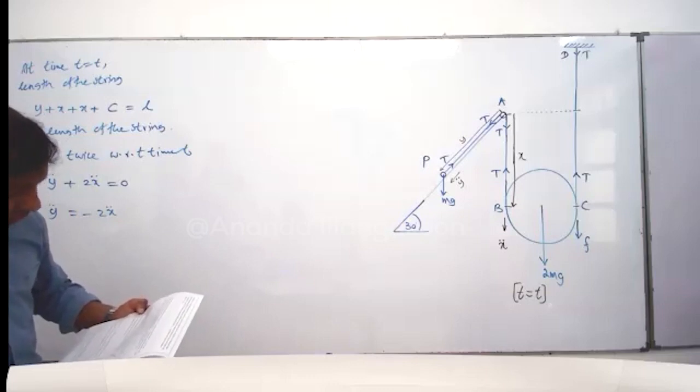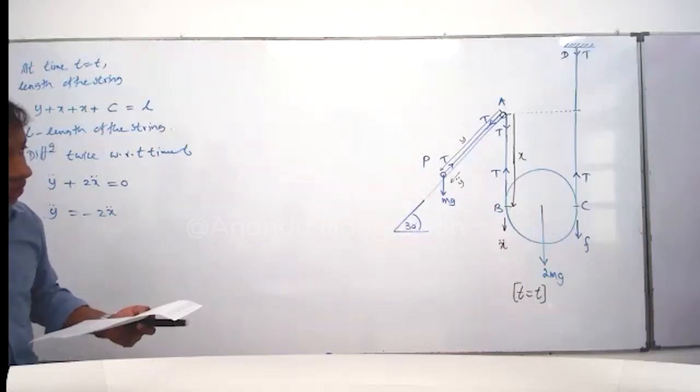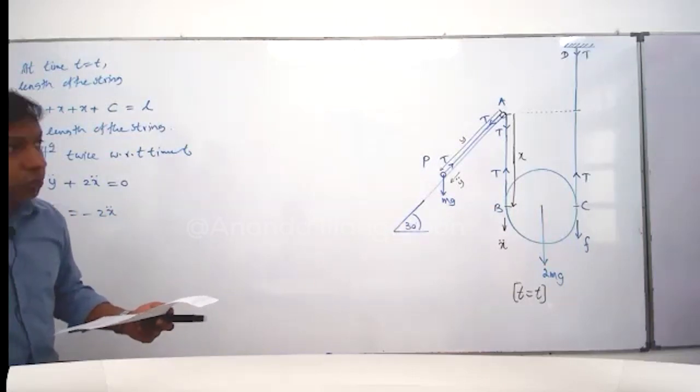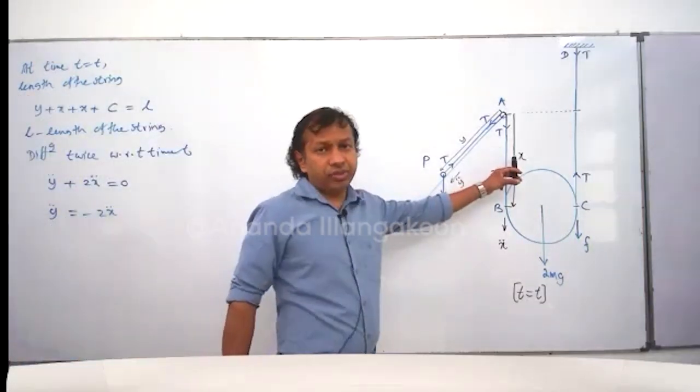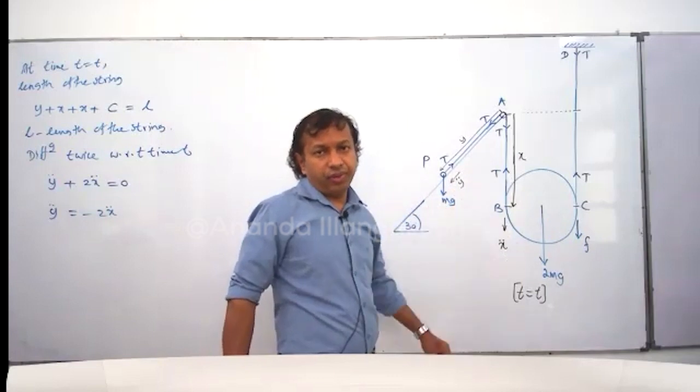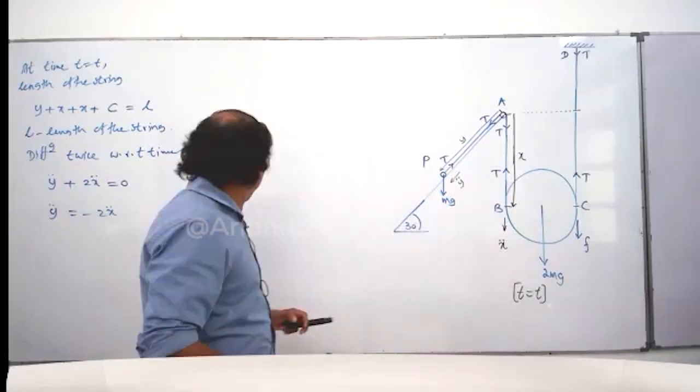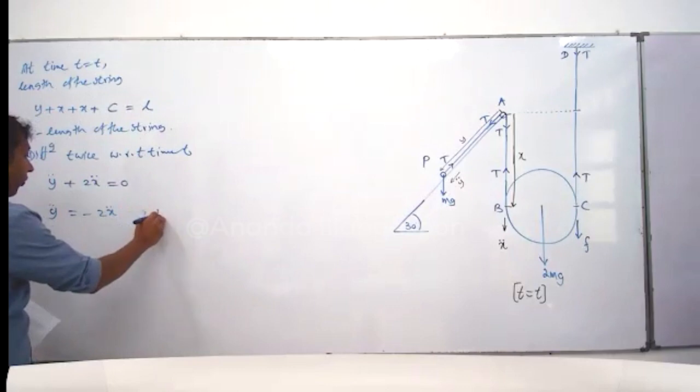Write down the equation sufficient to determine the tension of the spring. Now, how many unknowns are there? Y double dot, x double dot, tension T, P. Only one equation so far we have. It is this, number one.